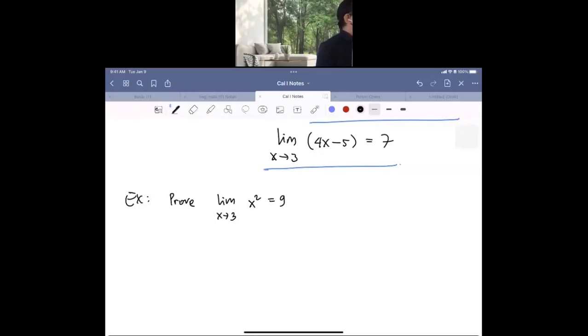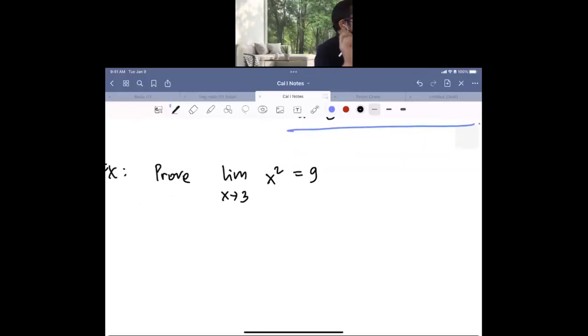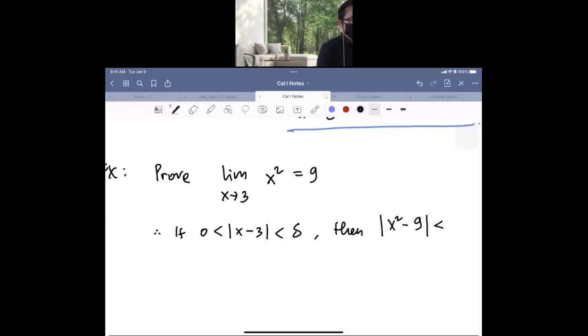Okay, if we have this. Now it's not a line or linear equation, it's a quadratic, x squared. As usual, we start with the preliminary statement. So we start with: if the distance x minus 3 is less than delta, then f of x minus L, which is x squared minus 9, will be less than epsilon. So we are going to connect and prove this x minus 3 with this x squared minus 9, and then find the correlations between delta and epsilon.